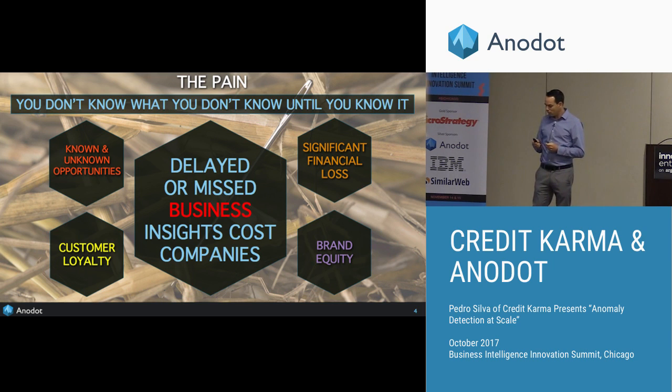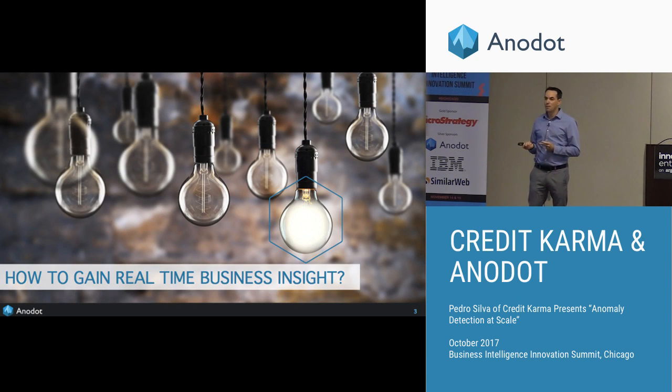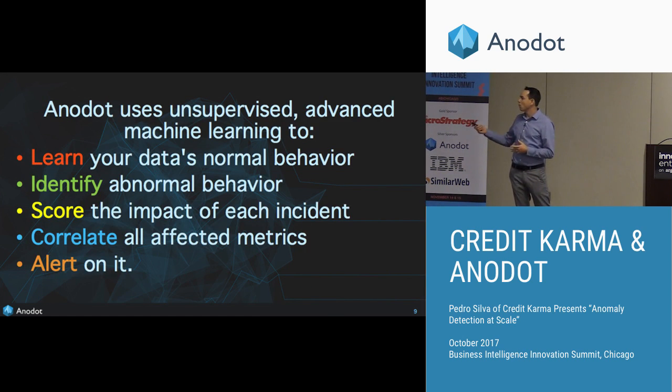So how to gain real-time business insight? The answer that we give at Anodot is using anomaly detection, unsupervised advanced machine learning to learn your data's normal behavior, identify what is abnormal behavior, and then alert, score, correlate, and alert on everything in one alert.